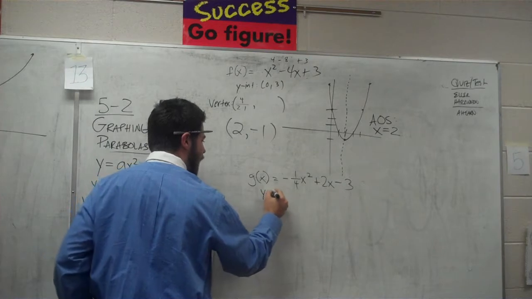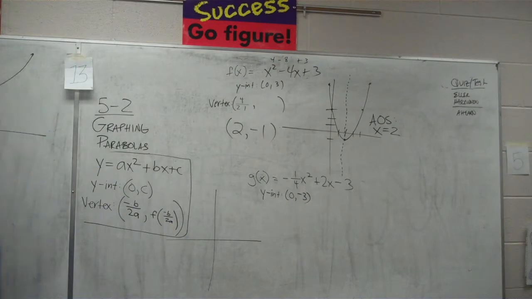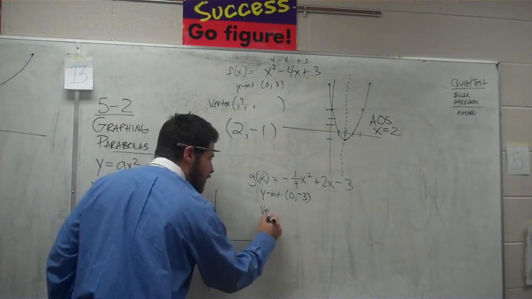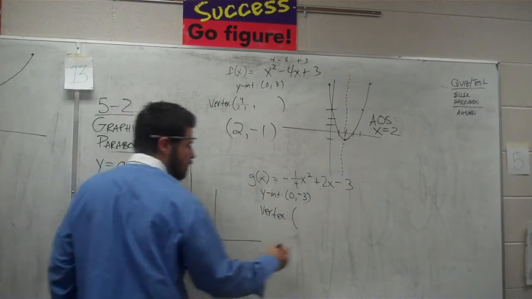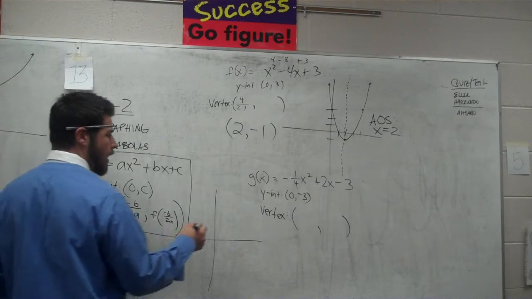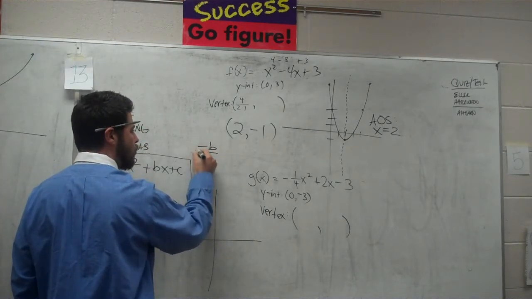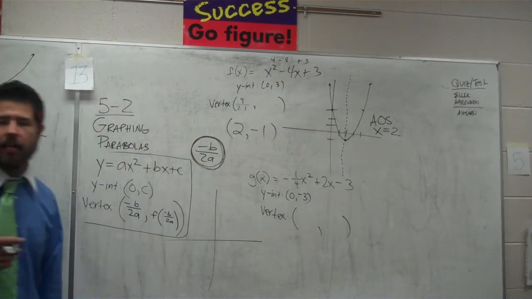Where is my y-int? Well, this is simple. It is at 0, comma c, or 0, comma -3. Let's plot it. Now my vertex is a little bit more difficult. If you have a calculator, let's use it. My vertex is going to be at negative b over 2a, which is the key to your heart in this lesson. Negative b over 2a.